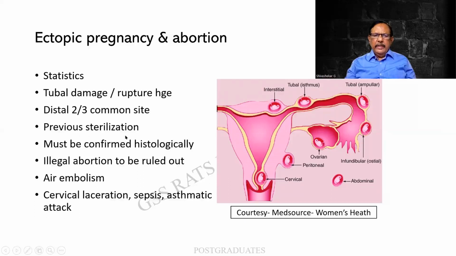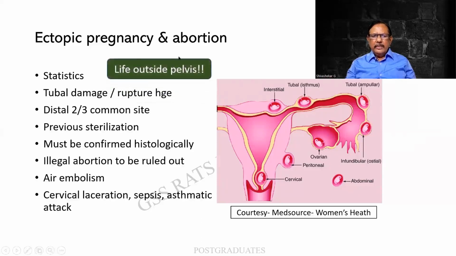And any other form of sterilization must be histologically confirmed. And this ectopic also, you'll have to look for the villi or the decidua and then confirm it histologically before giving a diagnosis. Any illegal abortion will have to be ruled out history-wise as well as with other findings. Air embolism, cervical laceration, shock, sepsis, and asthmatic attack because of drugs. So look at the things that can happen in this. Ectopic pregnancy appears very simple, but nobody expected such a plethora of terminologies to be under it.